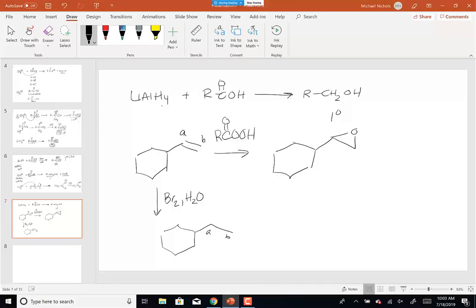So Br2 and H2O, what am I adding? You can go right back to basics. Right, this was what, Tuesday we did this? We made the big chart? A Br and an OH, how? Trans and Markovnikov. So where should the Br go? A or B? Where does the Br go? A or B?